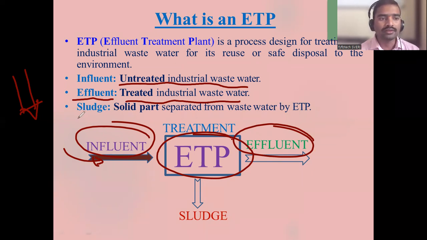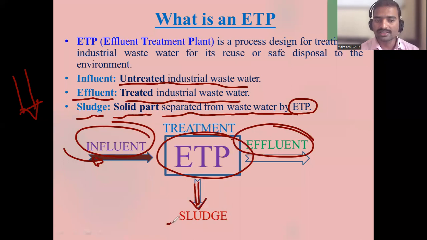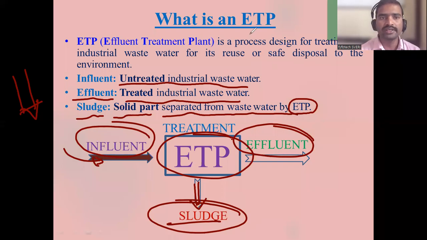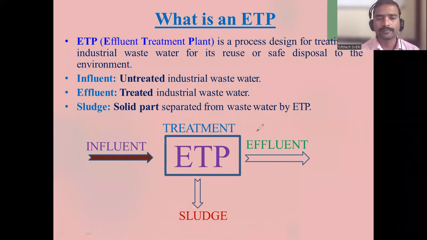Then the sludge: the solid part separated from the wastewater by the ETP is called sludge. The solid particles separated from the wastewater in the ETP, the sedimentation tank, or the filtration tank, anything which is separated from the water, is called sludge. Is there any doubt?